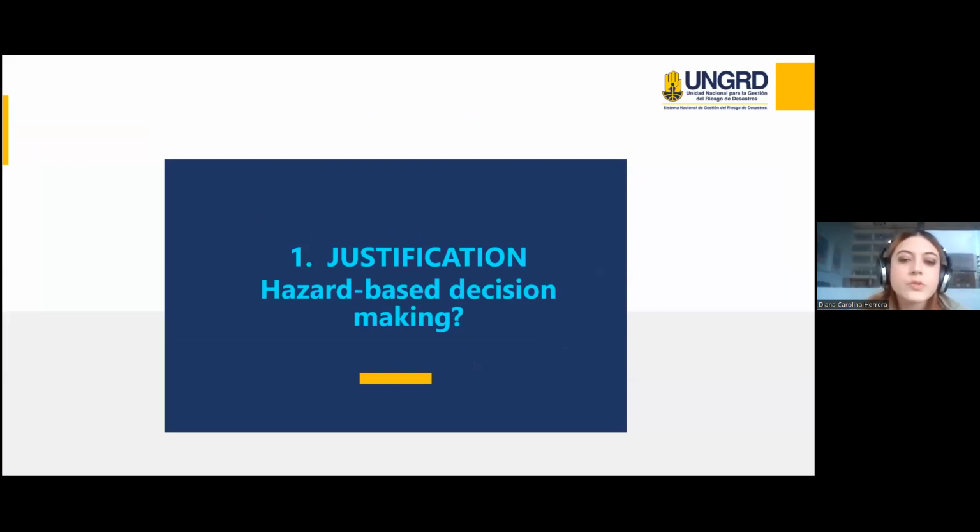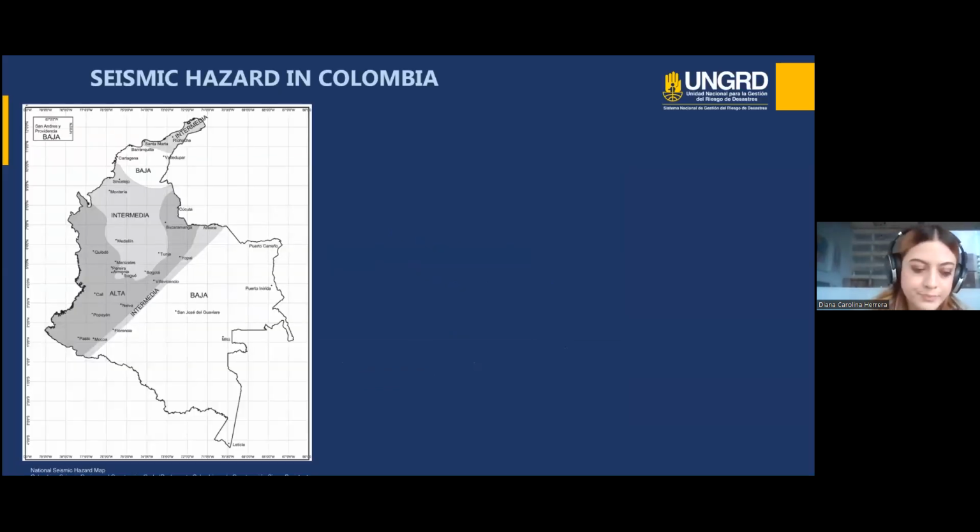The justification for this work is based on the question of what happens when we make the decision-making process based only on hazard information. In this slide, we see the National Seismic Hazard Map of Colombia. This is defined in the Colombian Seismic Design and Construction Code. This map divides the country into 3 levels: high, intermediate, and low seismic hazard. If we select, for example, one city, such as Cali, we can see from the map that it has a high hazard level.